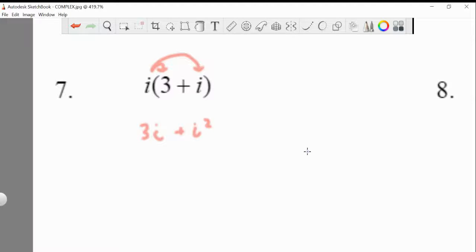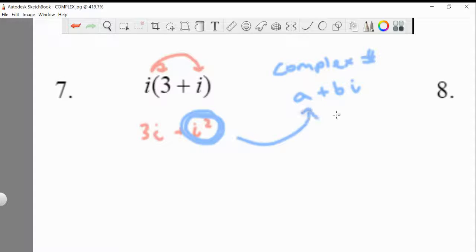Now, we actually have a problem with this answer. Okay, this is not a good enough answer. And the problem is we need to have complex numbers, and that is a plus bi. And right now, we have this i squared. As you can see over here, there's no i squareds in complex numbers. So, any ideas what we're going to do?